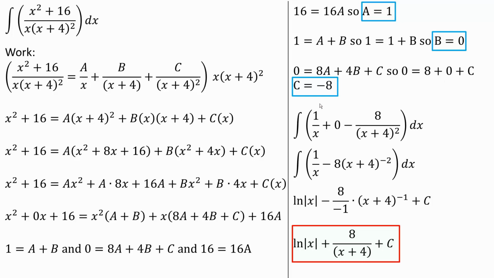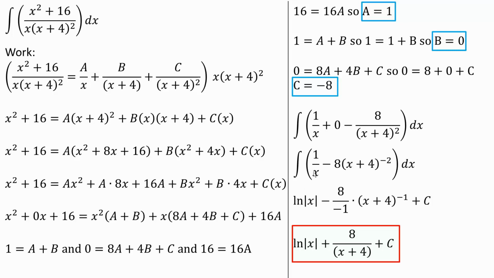And now we will solve this integral here. The integral of 1 divided by x plus 0 minus 8 divided by parentheses x plus 4 close parentheses squared dx. I'm simply replacing the values here. So a was 1, b was 0, and c was negative 8. And one more step that I will do, instead of saying this, I could say negative 8 parentheses x plus 4 raised to negative 2. They're equivalent.